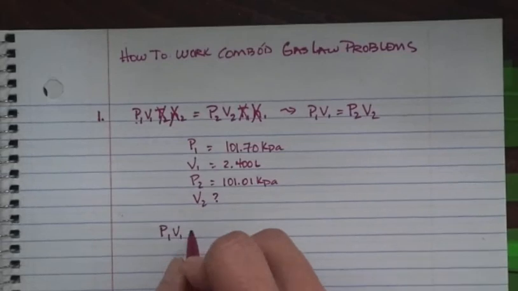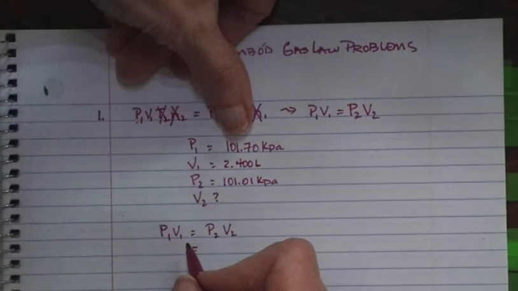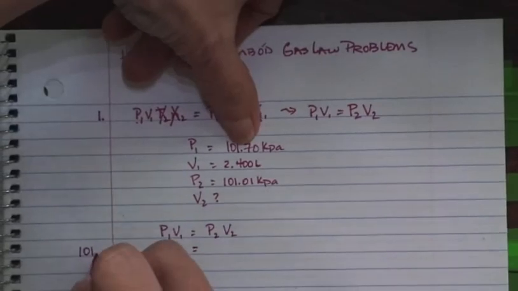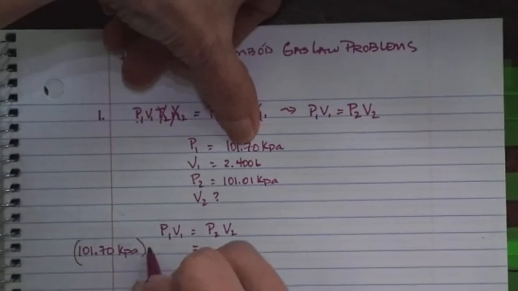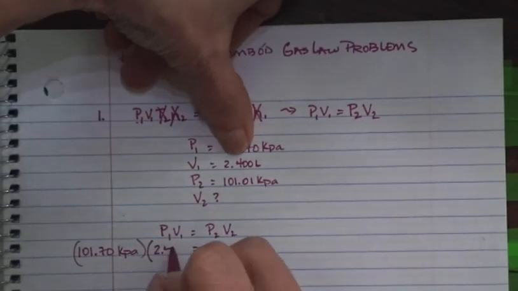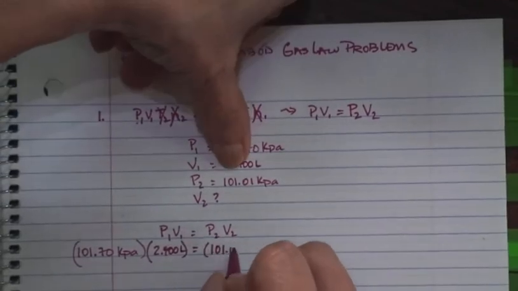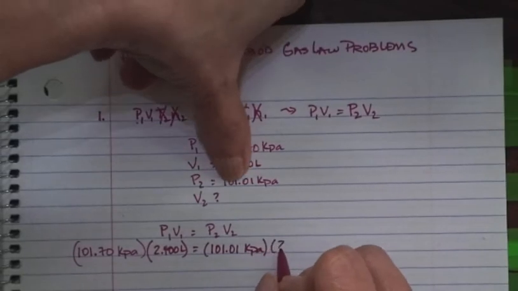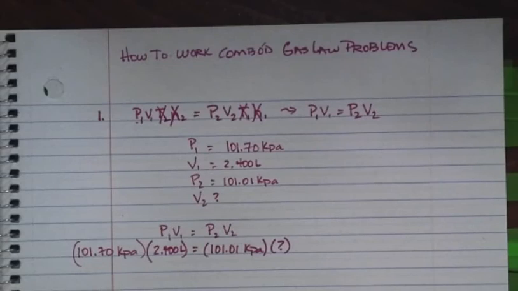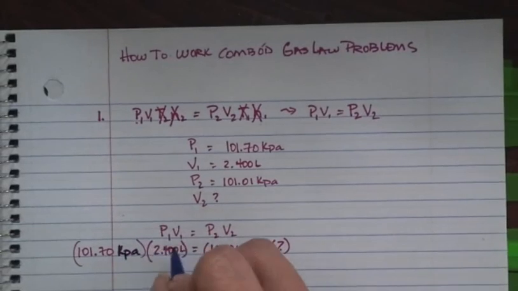P1V1 equals P2V2. So if I look at this, I've got P1, and that's 101.70 kPa. And I've got V1, 2.400 liters. I have P2, 101.01 kPa. Times, and here's my x, or my unknown. If it helps, what you might want to do is put your units of measurement in a different color, kPa, liter, kPa.